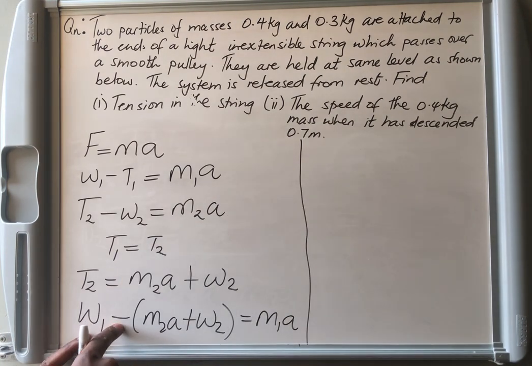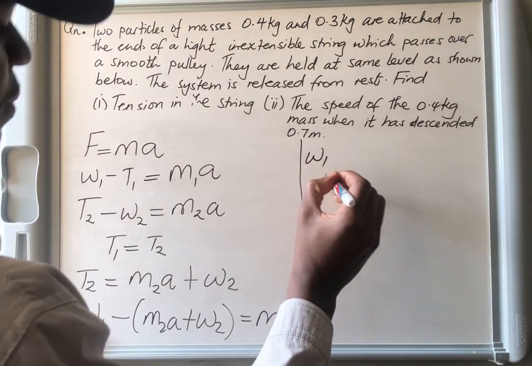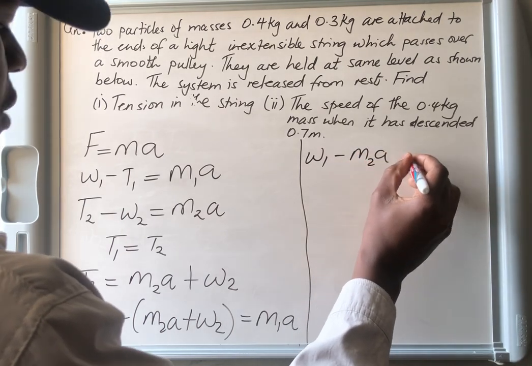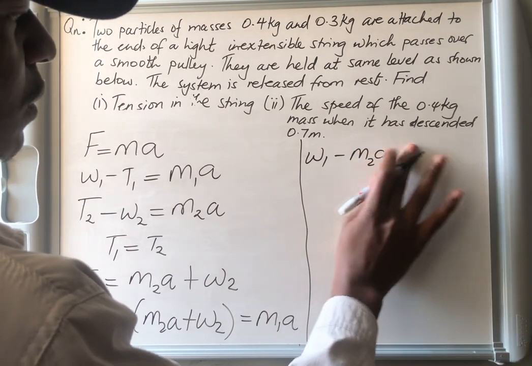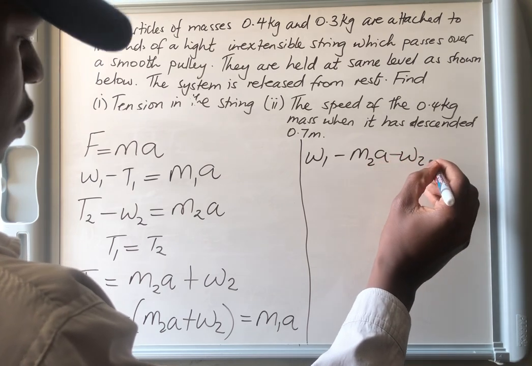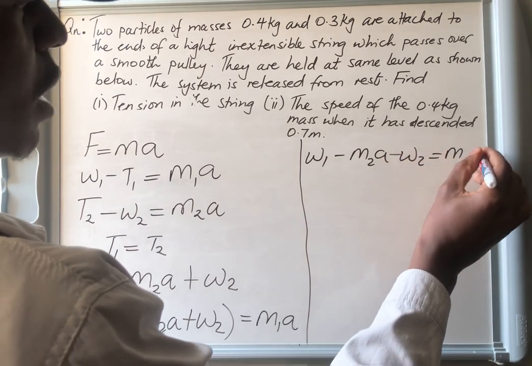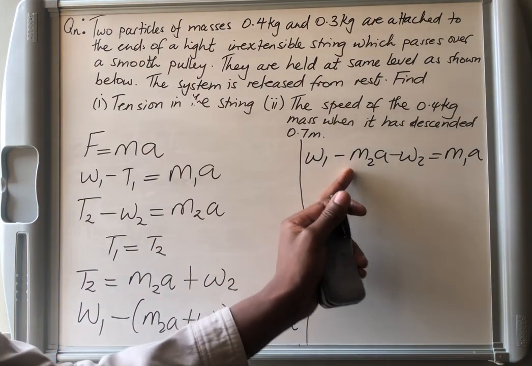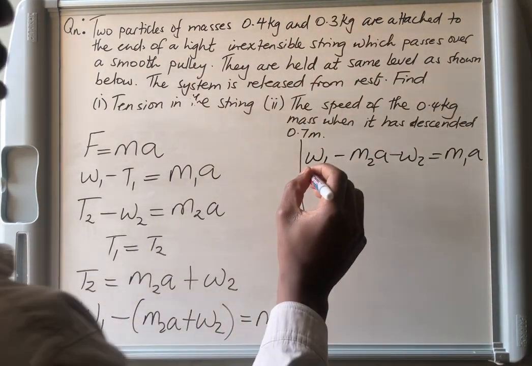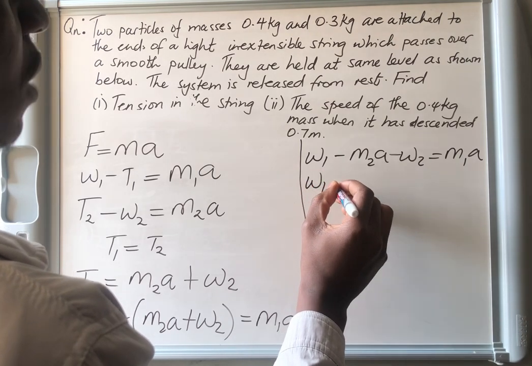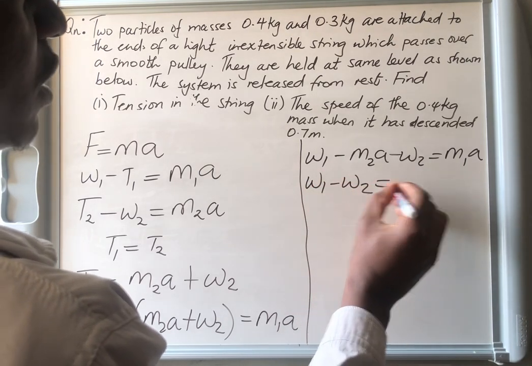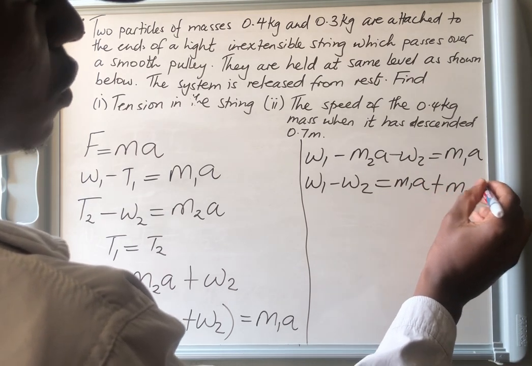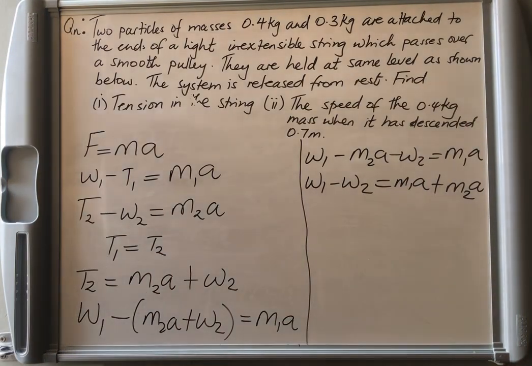Let's introduce the negative sign into the bracket. So we have W1 minus M2A minus W2. This is going to be equal to M1A like this. Collecting the like terms, these ones with A on the same side, so you have W1 minus W2. These are going to be equal to M1A plus M2A like this.